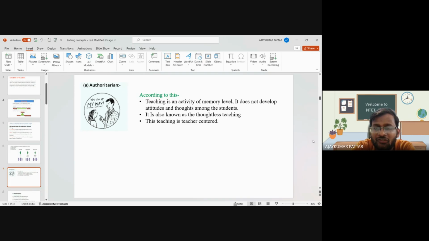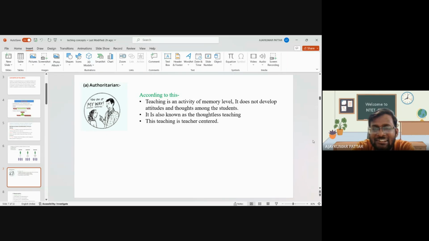Initial teaching will be according to this authoritarian style. The school children will learn like this. My teacher has told me to do this, so this is what I have to do, this is correct. So this type of attitude comes in the child. This type of teaching usually happens in child education.